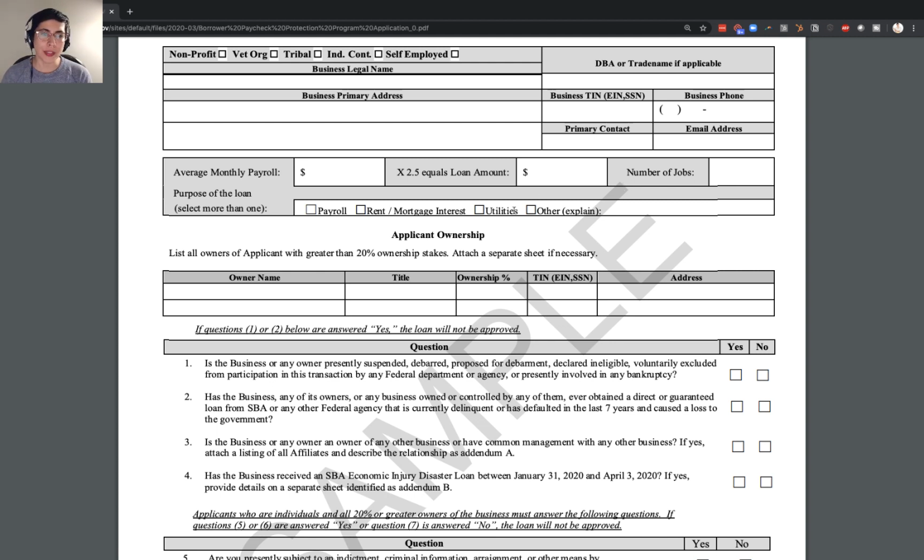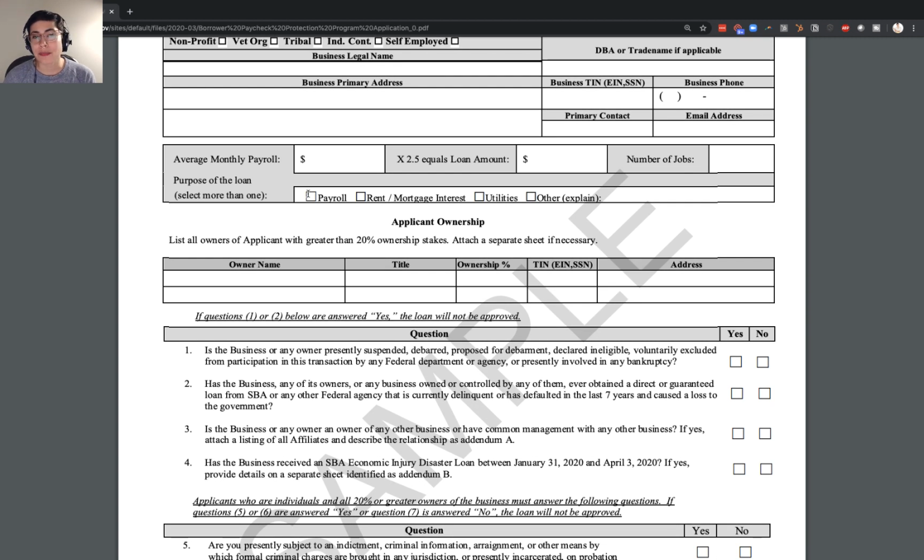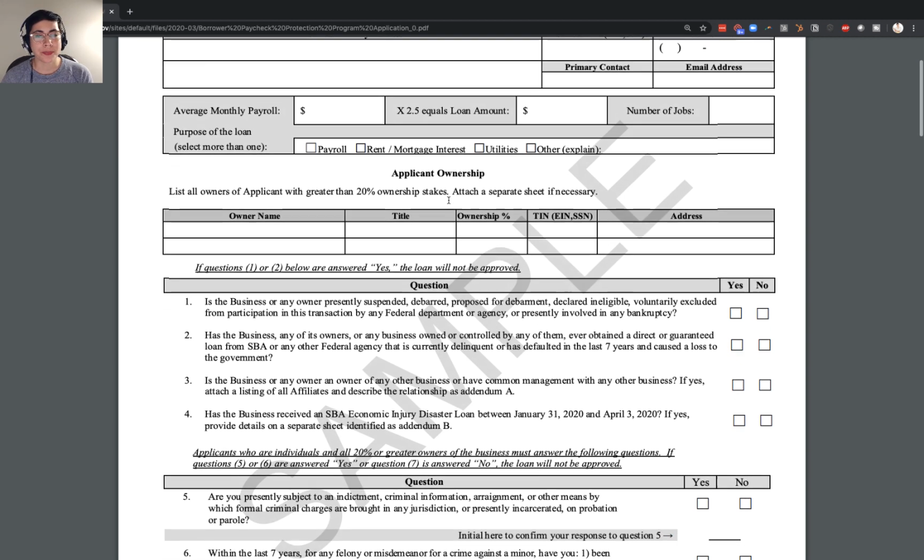I have no idea. They're going to have you check what the purpose of the loan is for. So payroll, rent, or mortgage, utilities, or other. If you have any other expenses, you will of course need to specify what that is. I'm assuming most people need it for the first three.